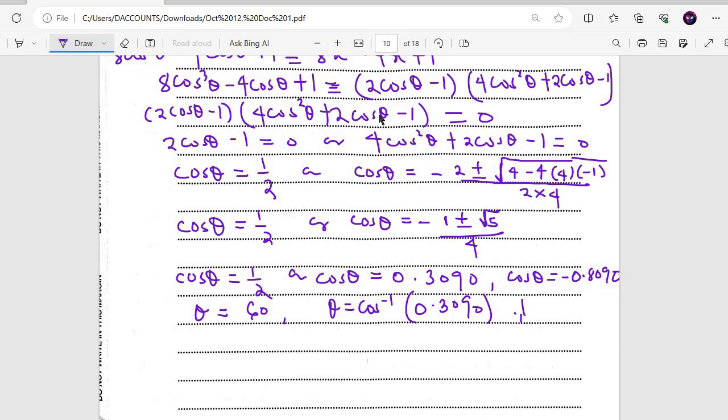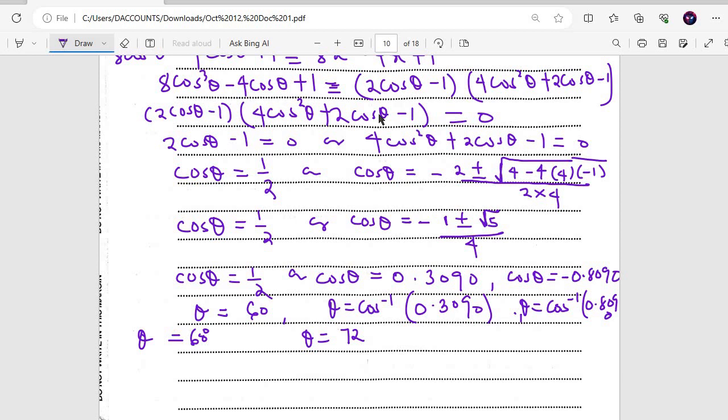This one, remember that this one is negative, 0.8090. I didn't put the negative. You see what I'm saying now. Theta is 60 degrees, and theta, arc cos of this, will give us 72 degrees. I know it's positive. CAST: where is cos positive? Cos is positive in the last quadrant, which is 360 minus theta.